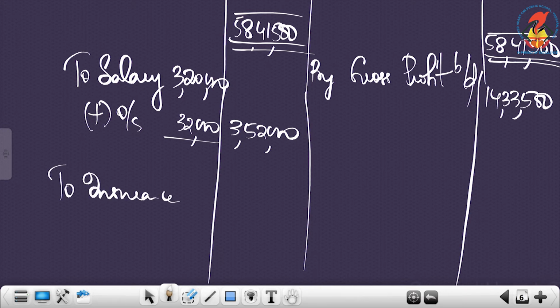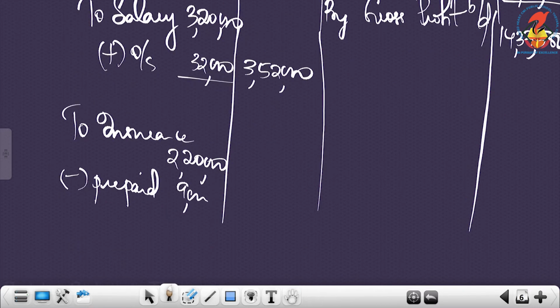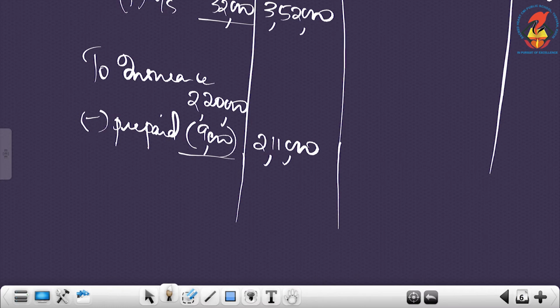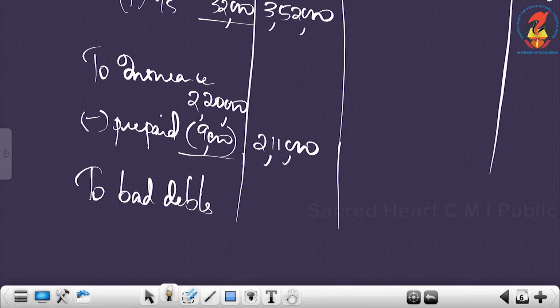Then insurance we have, which is an indirect expense. So, to insurance, against which we have an adjustment, in an inner column you write 2,20,000. Then the adjustment is prepaid insurance, so that is less prepaid 9,000. So 2,11,000. Then bad debts, yes, of course bad debts we have to write. Here there is no further bad debts, no new provision. So directly you can write in the outer column. To bad debts, it is 60,000.